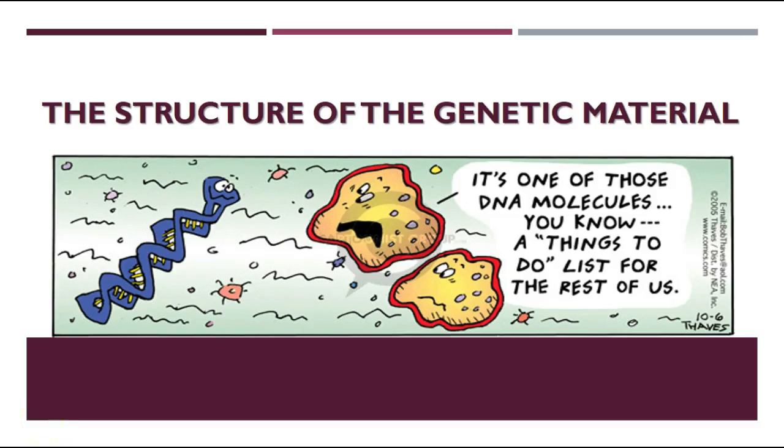So today we're going to talk about the structure of DNA and RNA as genetic material. DNA and RNA were first discovered back in the 1800s, and they knew that they had different components, and they knew that they were found in the nucleus, and RNA was sometimes found in other parts of the cell, but they didn't really know what it was and what it did.